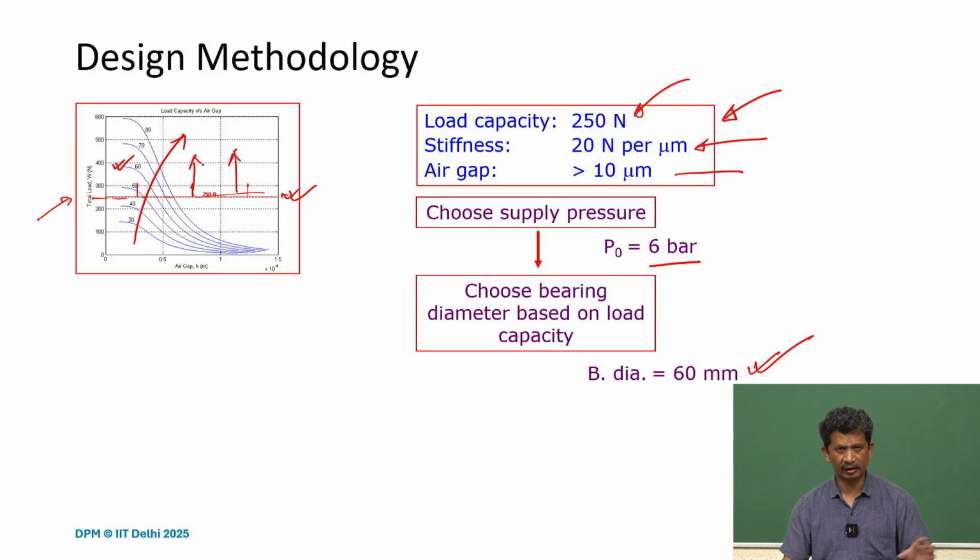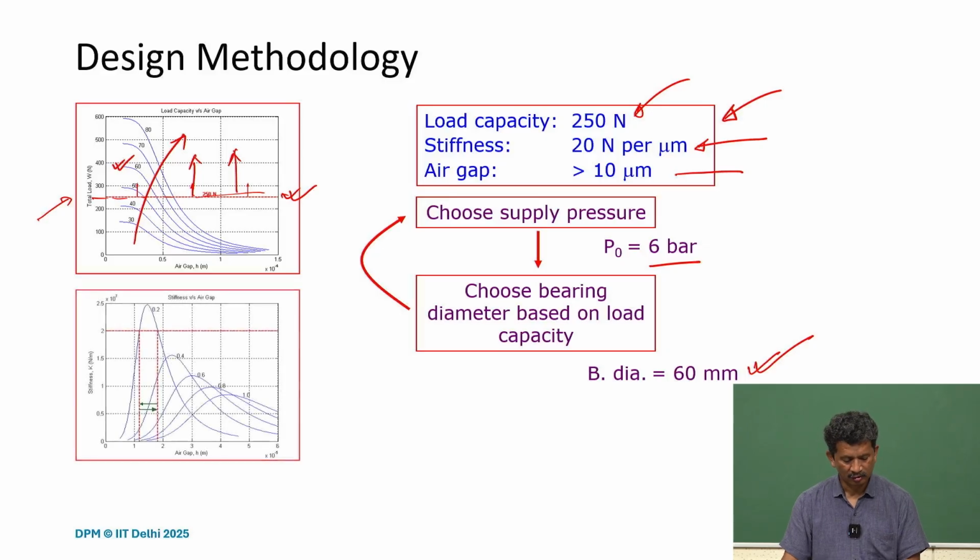And okay, air gap is also something we can keep in mind. If not, again we can look for a different supply pressure and negotiate. If suppose the bearing diameter is either too big or too small, then what supply pressure can we comfortably choose? So of course design is an iterative process, so we always have to be aware of that.